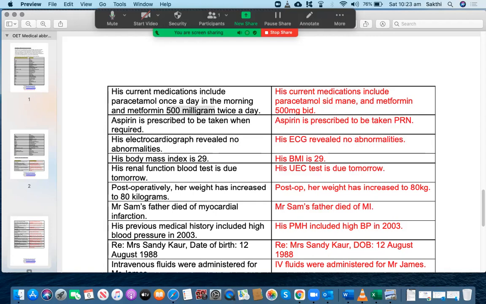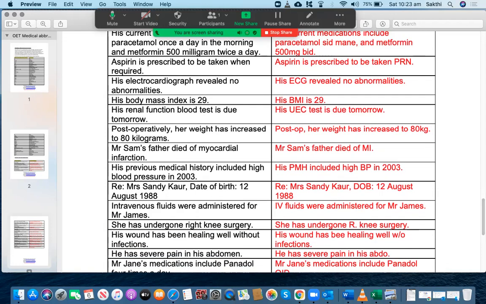Let's go to the next one. Aspirin is prescribed to be taken, PRN. So aspirin is prescribed to be taken when required. His ECG revealed no abnormalities. Okay, his electrocardiograph revealed no abnormalities. His BMI is 29. His body mass index is 29. His UEC test is due tomorrow. His renal function blood test is due tomorrow.